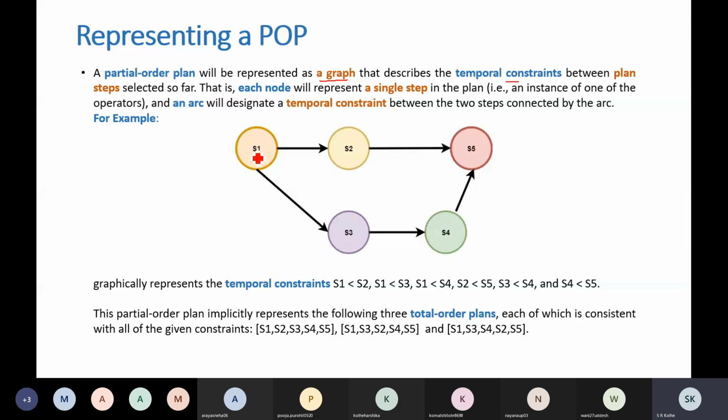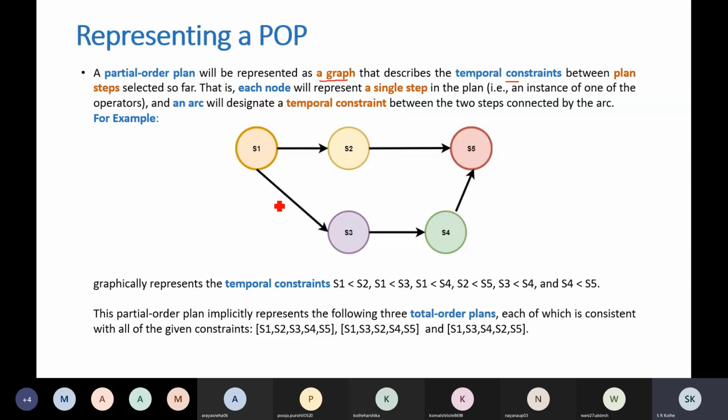These are the steps, for example S1, S2, S3, S4 and S5 here. These circles show the steps. Each node will represent a single step in the plan, that is, an instance of one of the operators. An arc will designate a temporal constraint between two steps. For example, this arc connecting S1 and S2 defines a temporal constraint.